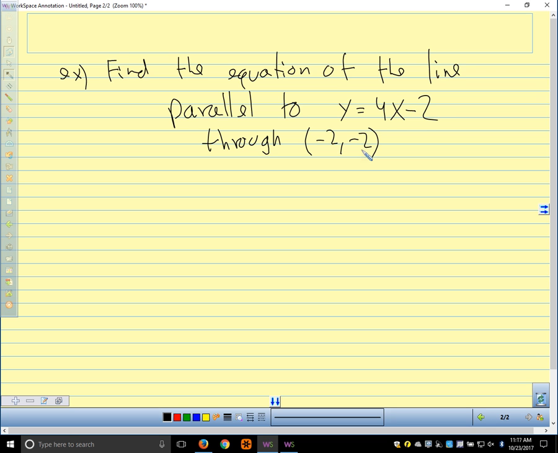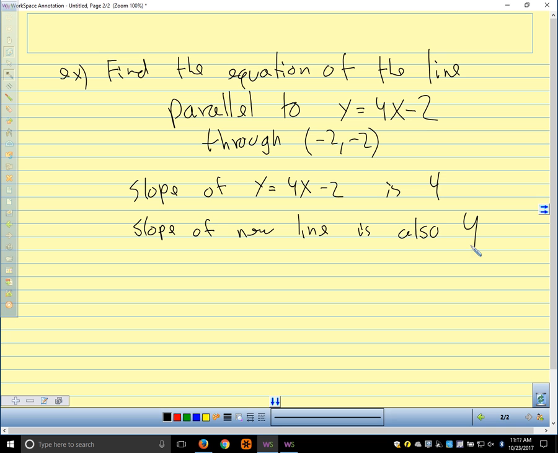So we want an equation of the line. We want it to go through a specific point. Well, what is the slope of y equals 4x minus 2? 4. So we want the slope of our new line to also be 4. The slopes have to be the same.